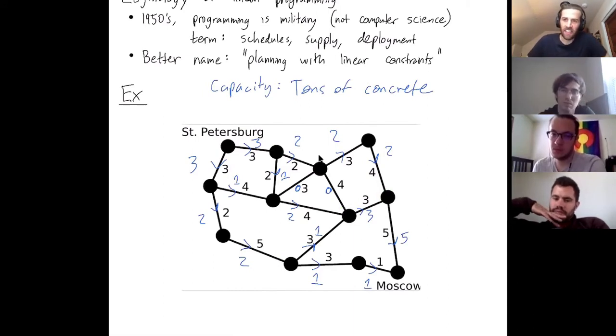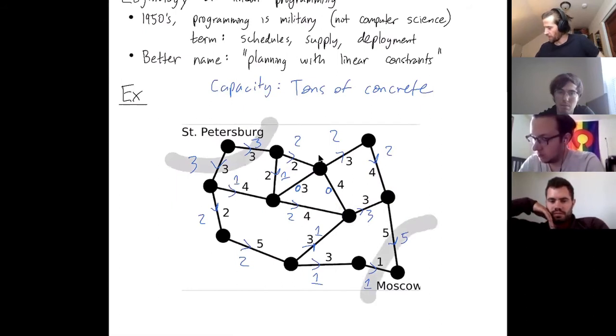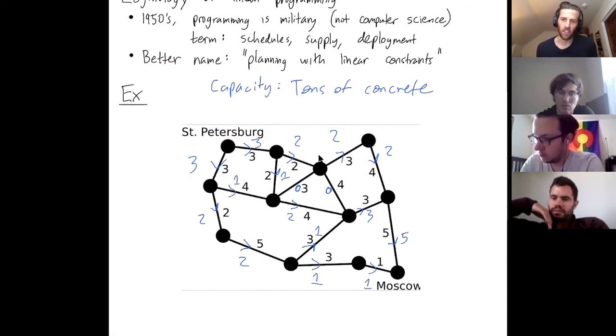And I've succeeded, right? Lander saw this obvious upper bound that I could never get more than 6 tons just by looking at what can leave St. Petersburg or come into Moscow. And now I've produced a flow that achieves that upper bound. I in fact have 6 tons going from St. Petersburg to Moscow. There are other transport plans that you could come up with, different than mine, that would achieve 6 tons. But in this example, 6 tons is the most you can do.